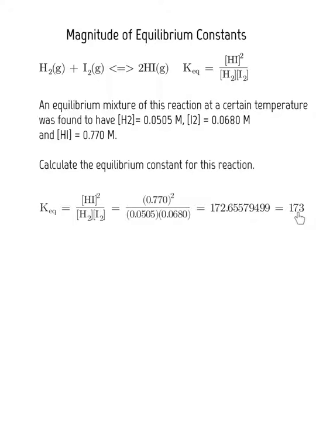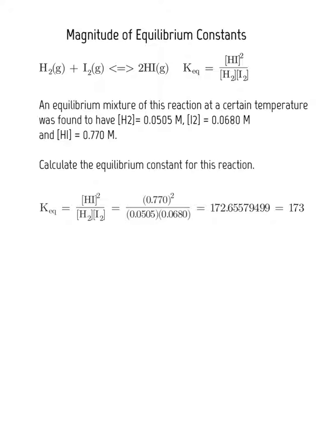Now, if you got a value of 173, you are correct. You would plug in the 0.770, which is the HI concentration, and you'd square it, and then divide by the concentration of hydrogen times the concentration of iodine. Notice you're going to get this number right here, but because all these values we are dividing and multiplying have 3 sig figs, our answer is also going to have 3 sig figs.